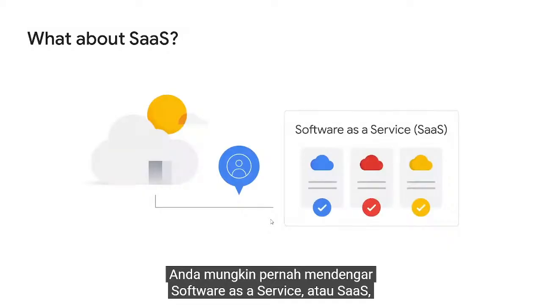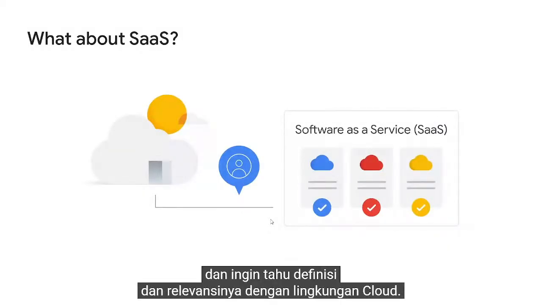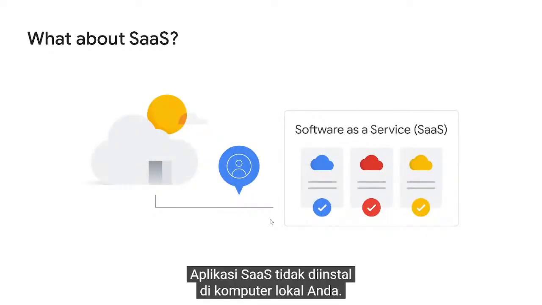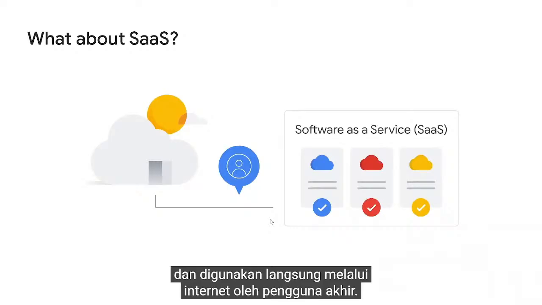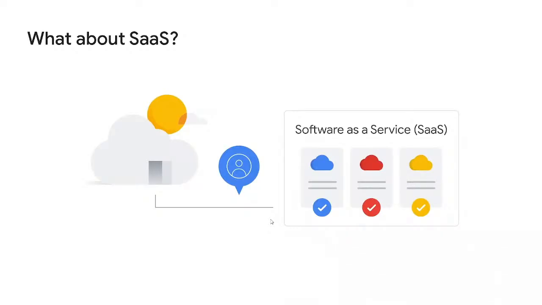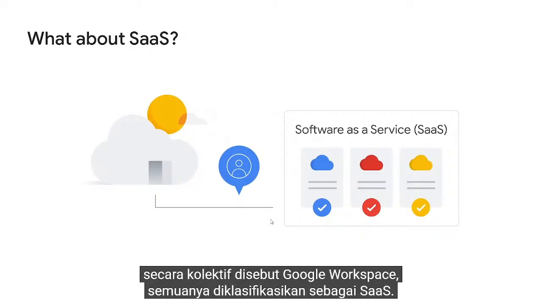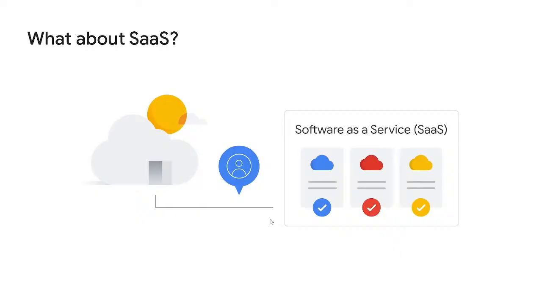You might have also heard about software as a service, or SaaS, and wondered what it is and how it fits into the cloud ecosphere. SaaS applications are not installed on your local computer. They run in the cloud as a service and are consumed directly over the internet by end users. Google's popular applications like Gmail, Docs, and Drive, collectively known as Google Workspace, are all classified as SaaS.